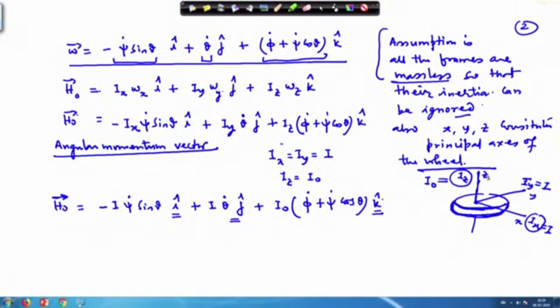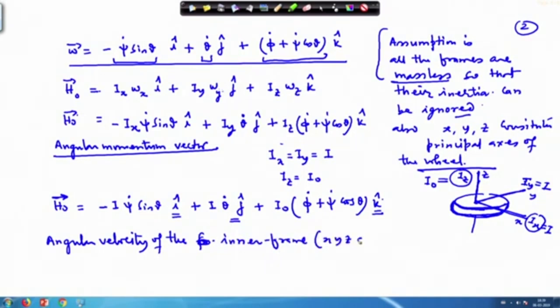Now, if you see the body axis which we have fixed here, this is not rotating along with the disk, and as a result, the angular velocity of the inner frame, or of the x, y, z axes, let the angular velocity of the inner frame be shown by capital omega.